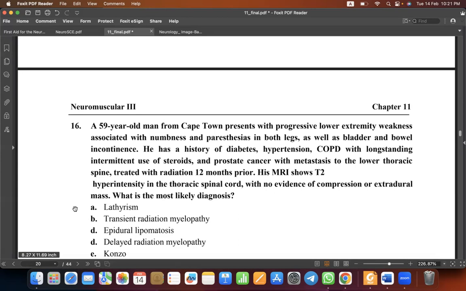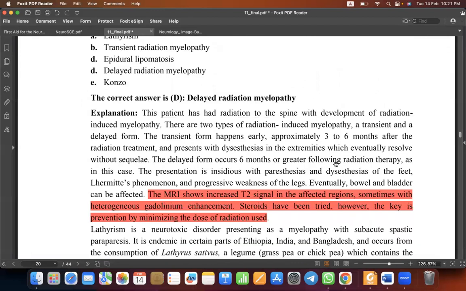Transient myelopathy occurs 3 to 6 months after radiotherapy, and long-standing myelopathy occurs after 6 months of radiotherapy. So it is delayed myelopathy. That could be a possibility, as the patient had radiotherapy more than 6 months ago. So it's most likely delayed radiation myelopathy.